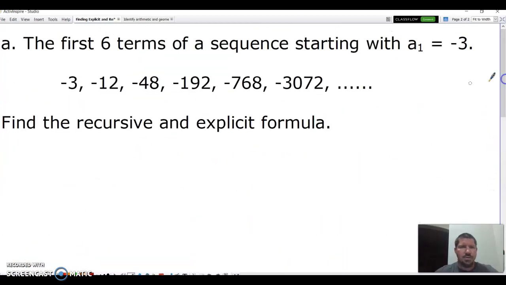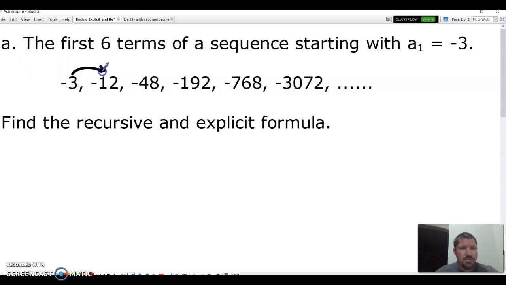Alright, we got 2 more. So it says the first 6 terms of a sequence starting with a sub n equals negative 3. So we have negative 3, negative 12, negative 48, negative 192, negative 768, negative 3072. Obviously, since they are getting larger very quickly, this probably means that we are multiplying.